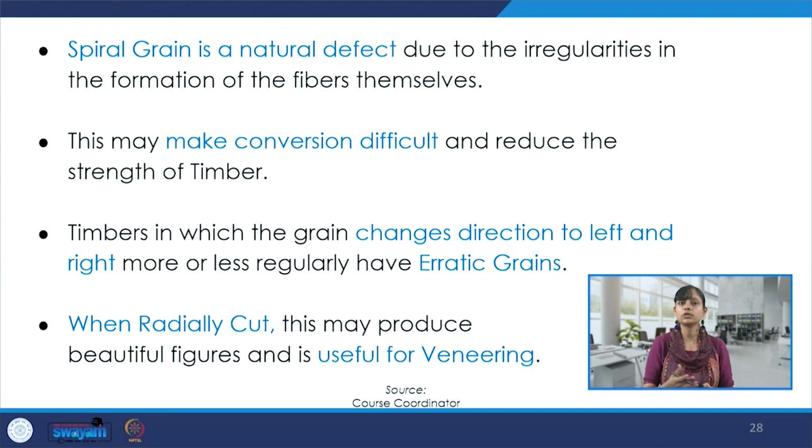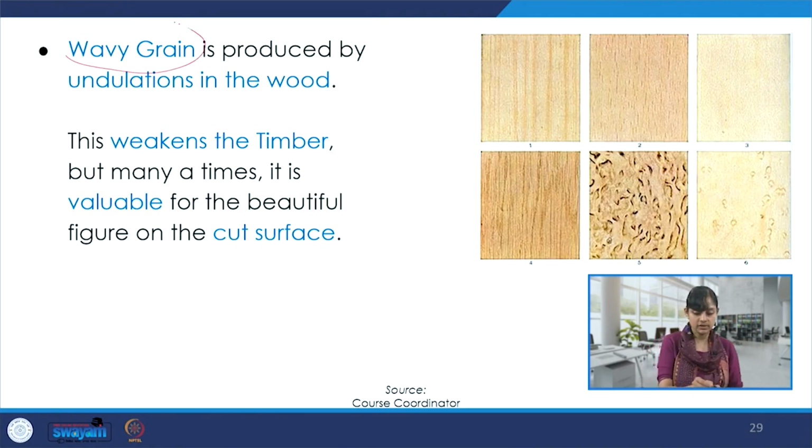Here in this case, we are talking about timber. Spiral grain is actually considered a natural defect. It has irregularities, it may make conversion difficult, and it may reduce the strength of timber. Timbers in which the grain changes direction to left and right more or less regularly have erratic grains. When radially cut, this may produce beautiful figures, so sometimes we can use this defect as an advantage. Then there is wavy grain that we talked about, which is produced by undulations in wood. It also weakens the timber.